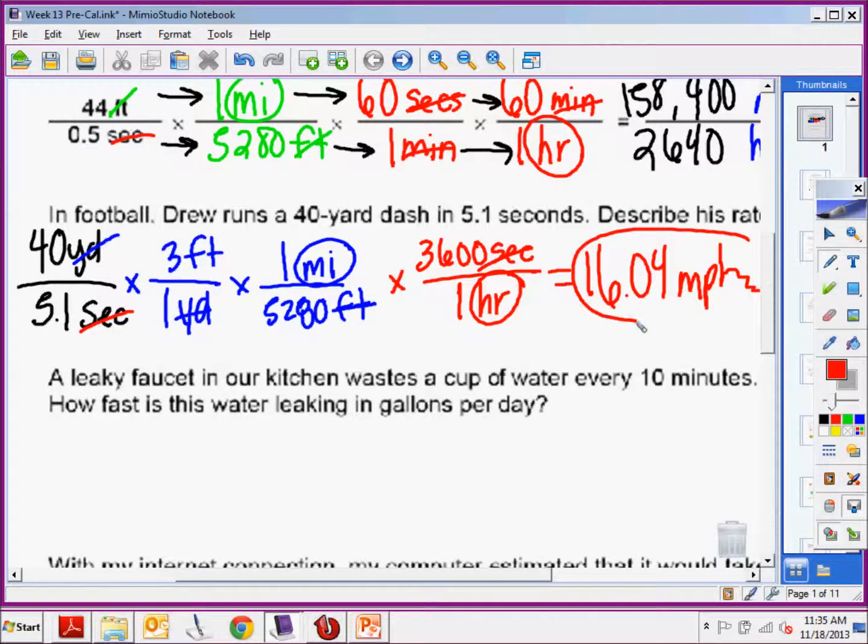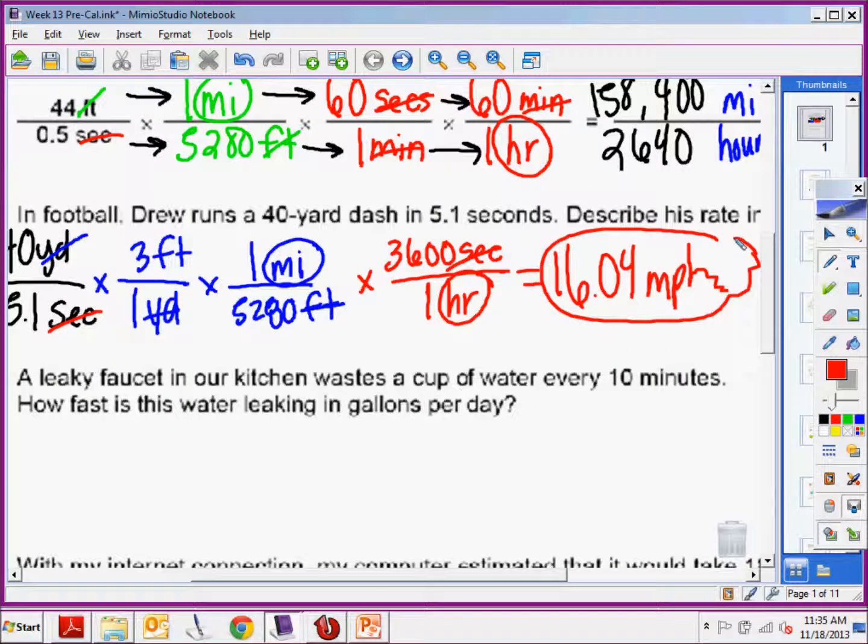So what this is saying is that if this human being who runs a 40 in 4.1 could keep up that pace, that short-distance speed, then in 1 hour they could do almost 16 miles. But that's a lot of speed. That's a hard rate to keep going, unless you're like Superman. There's more than one way to do the problem. You could show me a different way to do it: same answer, but different numbers.